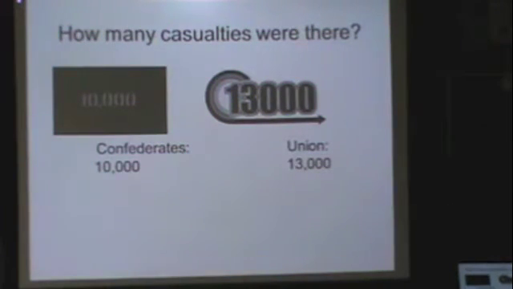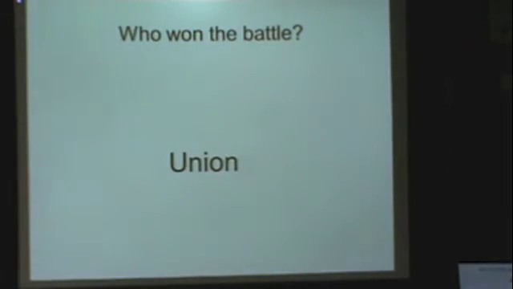How many casualties were there? The Northerners suffered 13,000 casualties, and the Southerners suffered 10,000 casualties. So in total, there were 23,000 casualties. Who won the battle? It was a Union victory. Woo! These are my sources.